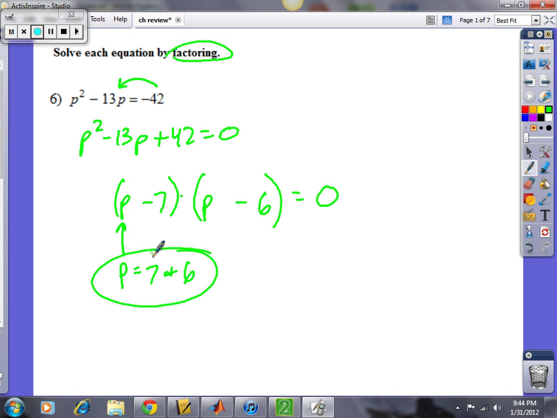So factoring, that's the first one. That's the easiest. Why do you use it? When do you use it? You got to answer that on the test. You use it when the coefficient of your x squared is a 1. And then right here, when you just recognize that you can find the factors of 42 that add to 13 or add to negative 13.